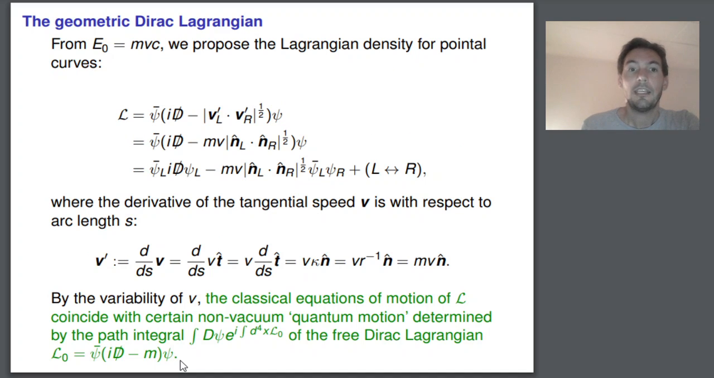From E naught equals mvc, we propose a Lagrangian density for pointal curves, shown here, where the derivative of the tangential speed v is with respect to the arc length and not with respect to time. By the variability of v, the classical equations of motion of L coincide with certain non-vacuum quantum motion determined by the path integral of the free Dirac Lagrangian.